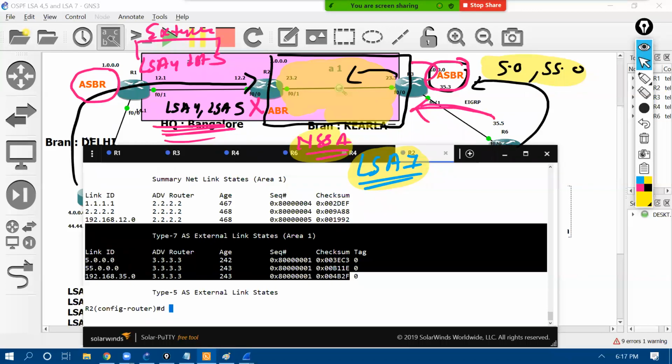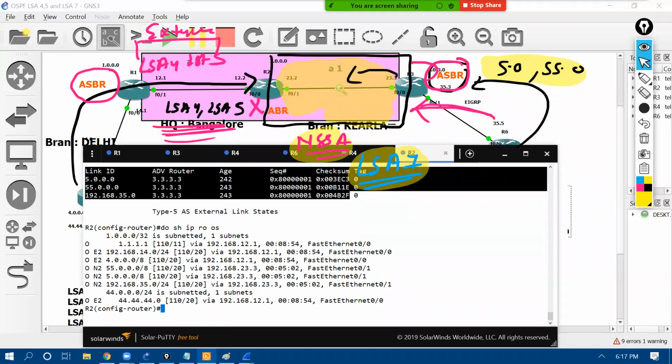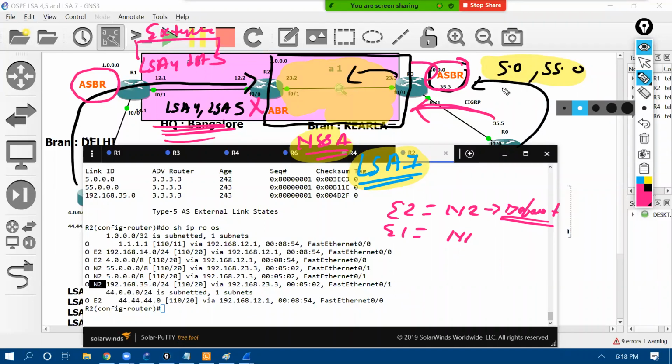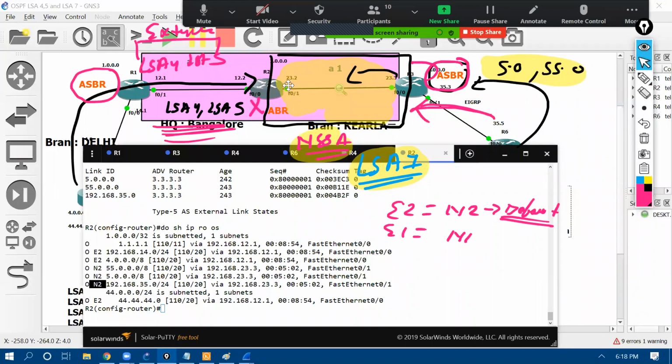If you check the routing table as well, what kind of route has come? N2. N means what? NSSA type 2, or it can be NSSA type 1 as well. Same like E2, E1, N2, N1. If anyone has a doubt till here, you can ask, because the next topic is going to be a bit harder. Next point. If you have any questions till now, you can ask.